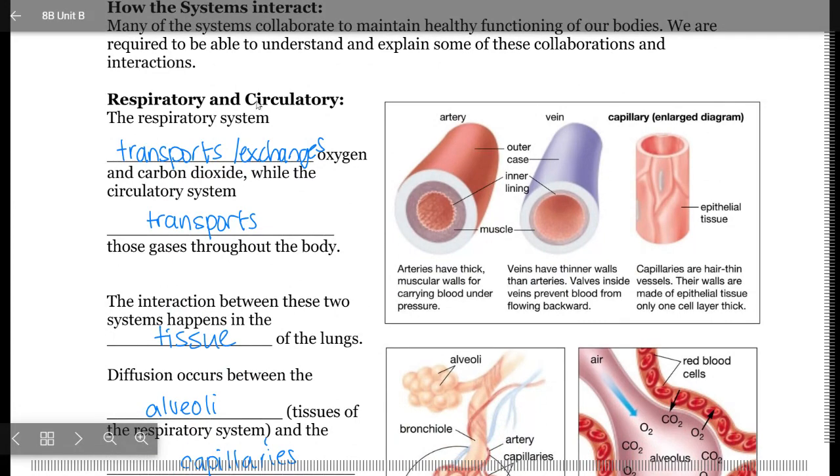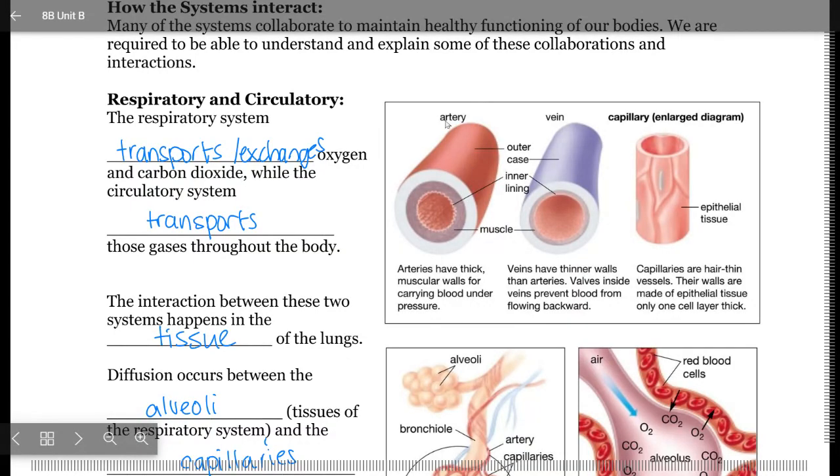Respiratory and circulatory work really close together. It's to the point that in the circulatory system, the lung is also considered a main organ in that system with the respiratory system. The respiratory system transports and exchanges oxygen and carbon dioxide, while the circulatory system transports those gases throughout the body, which we've talked about before.